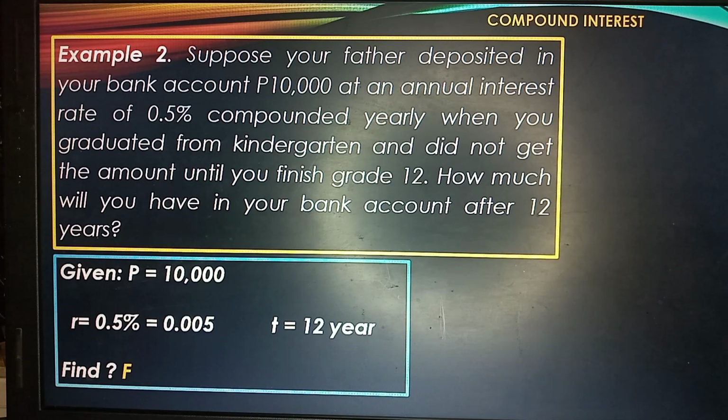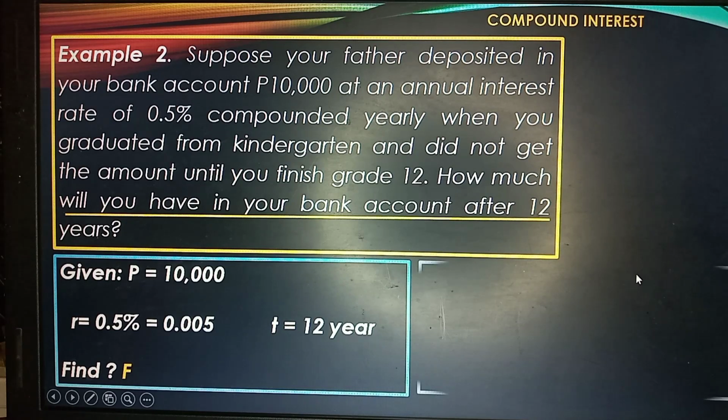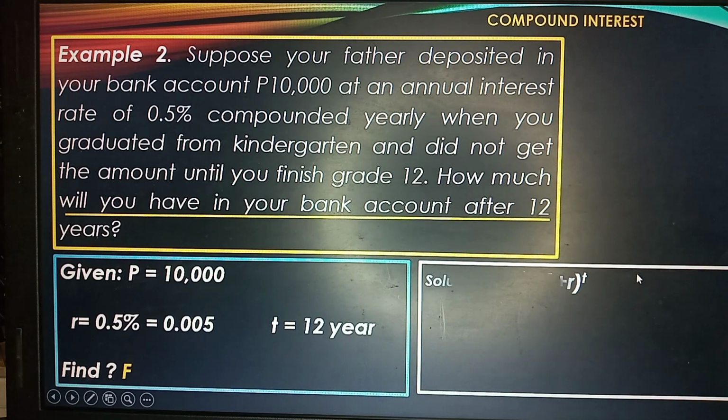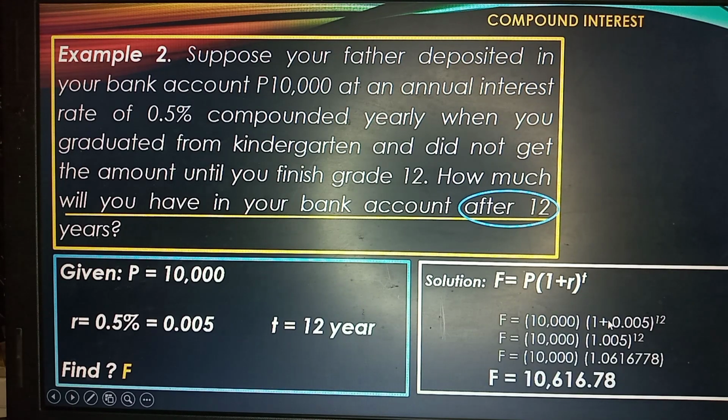We need to find the maturity value. Just substitute all the given values into the formula. So we have the formula F equals P times the quantity 1 plus R to the T power. So we have 10,000 times 1 plus 0.005 to the 12th power. Just add inside the parentheses, 1.005 to the T power, and then multiply.